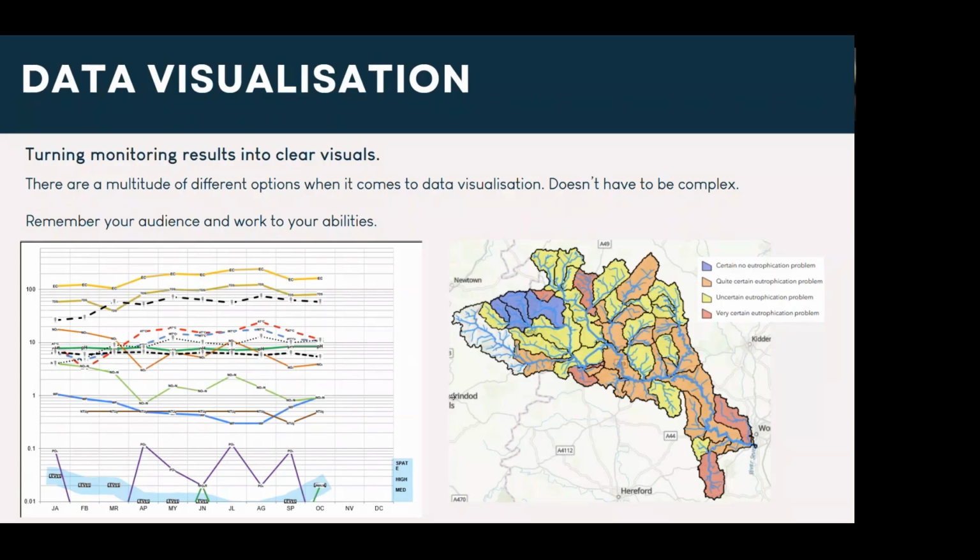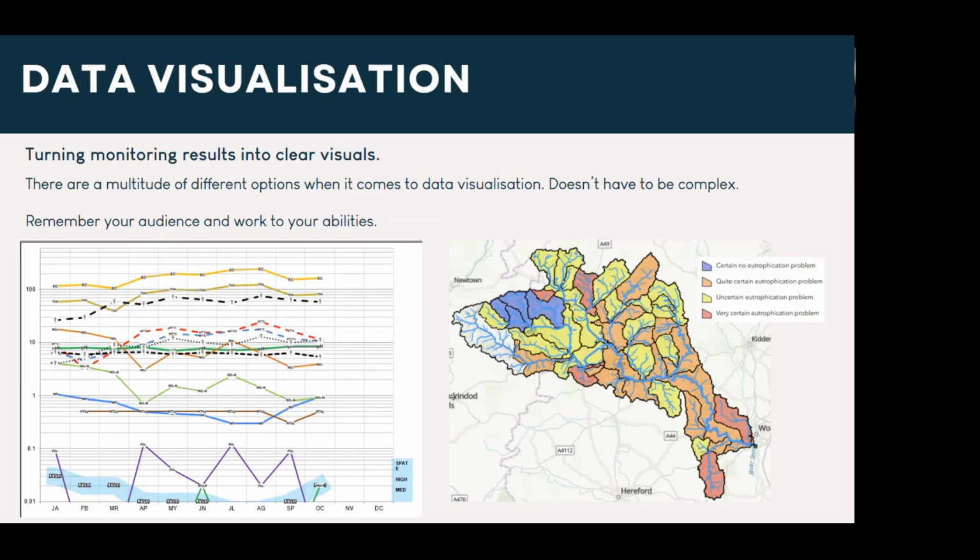So then once you've determined what it is that your data is telling you, you need to decide how it is best to visualize it and how best to share that story with others. There are a multitude of different options for this, and ultimately it doesn't have to be complex. So the key thing here is remembering your audience and also working to your abilities.